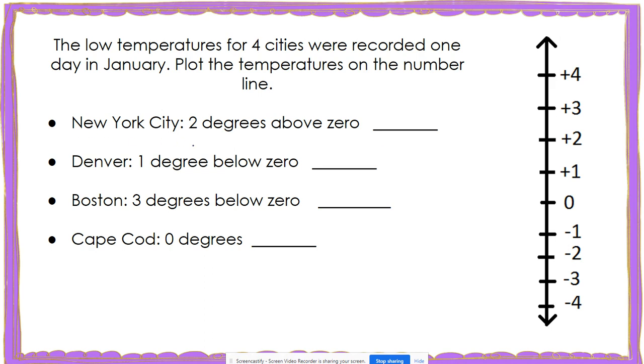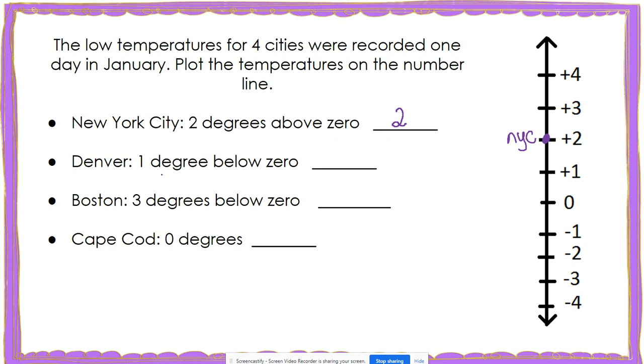We see that New York City had a temperature of 2 degrees above 0. Because that temperature is above 0, that is going to be a positive 2 degrees. To get to 2 degrees on my number line, I would start at 0, and because it's positive, I would move up 2 units, and this would represent New York City.